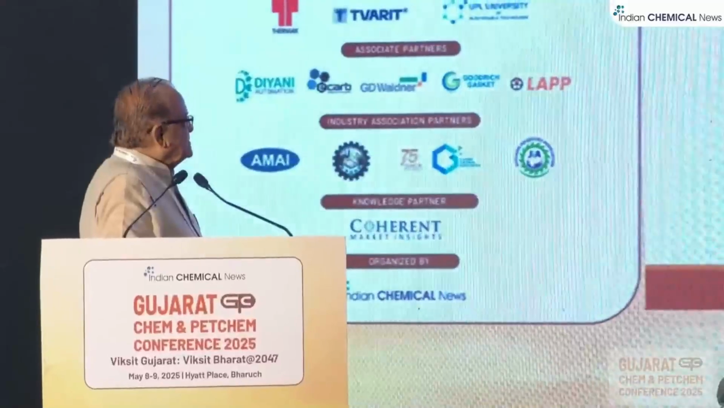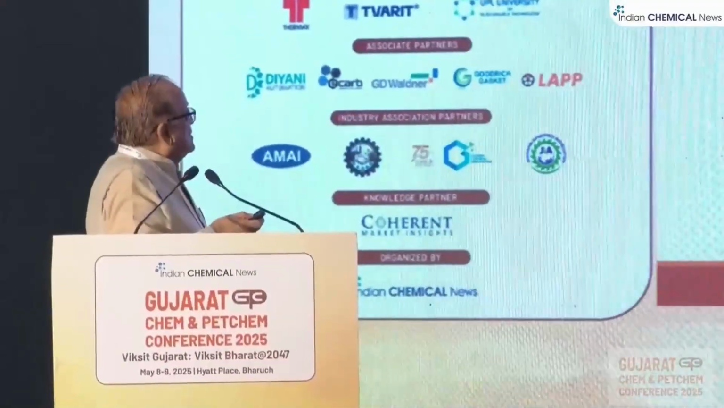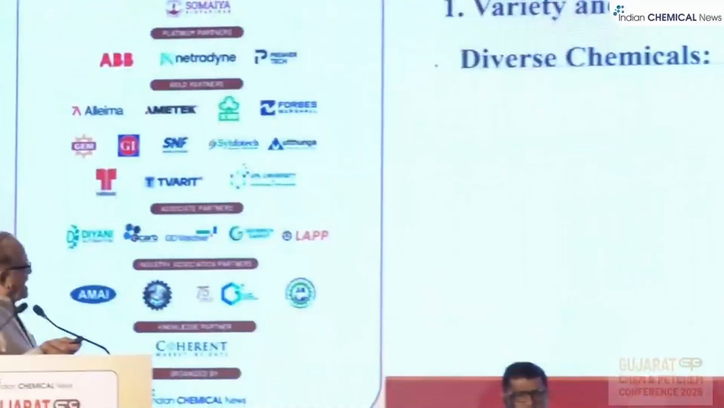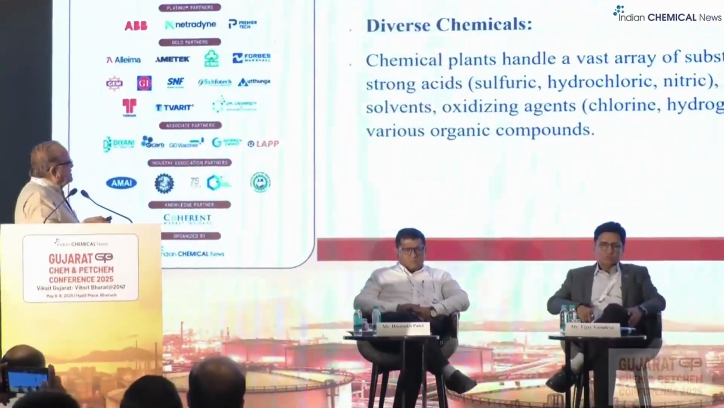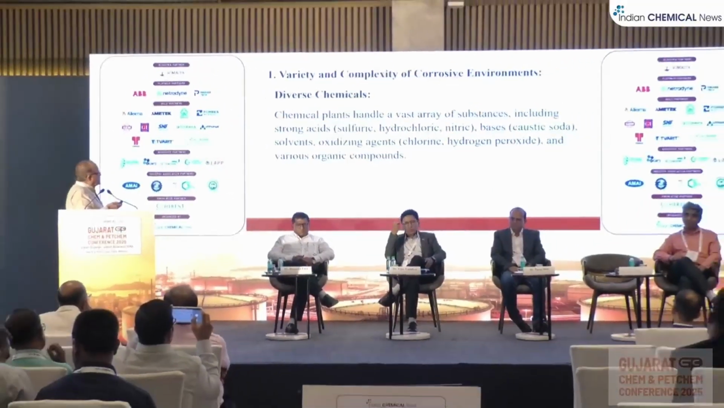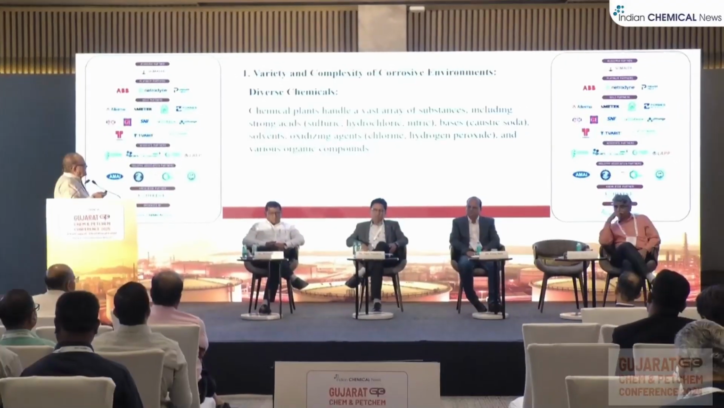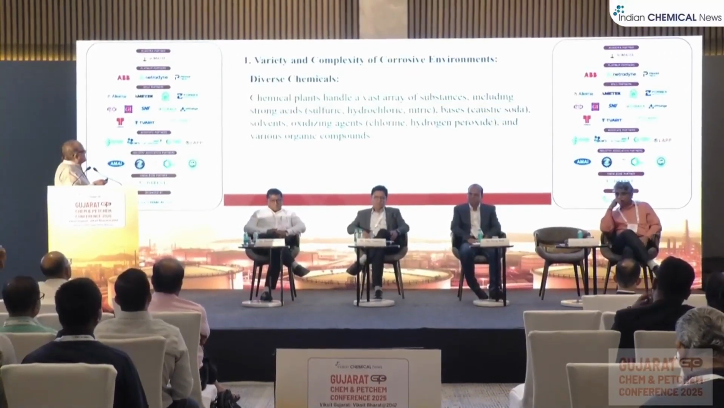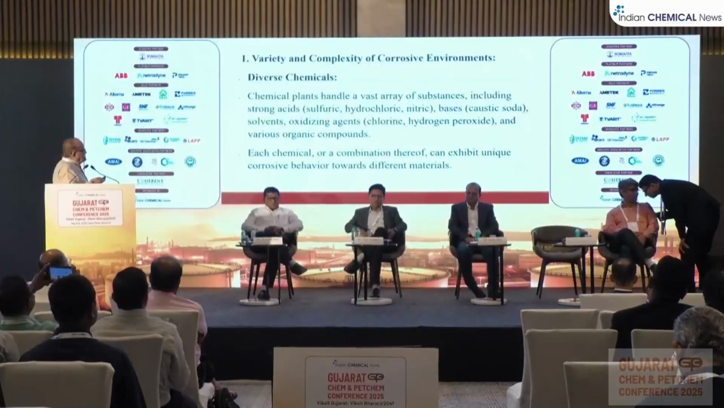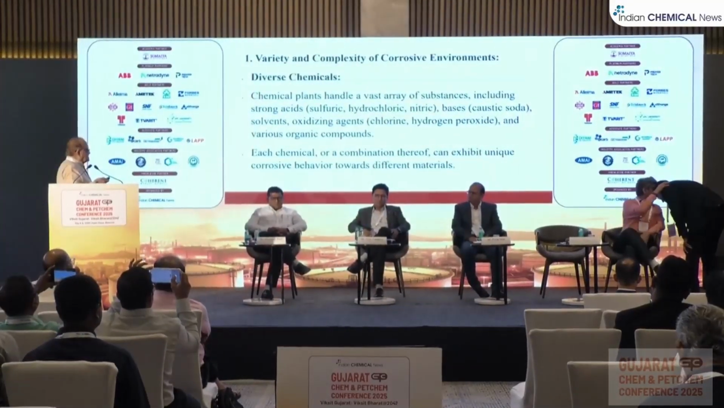Handling corrosion in chemical process plants is a multifaceted challenge due to the inherent aggressiveness of the chemicals involved and the complexity of the industrial environment. First, variety and complexity of the corrosion environment in chemical process industries. Diverse chemicals: chemical plants handle a vast array of substances, including strong acids like sulfuric acid, hydrochloric acid, bases like caustic soda, solvents, oxidizing agents like chlorine, hydrogen peroxide, and various organic compounds. This is the first, diverse chemicals. Each chemical, or a combination thereof, can exhibit unique corrosive behavior towards different materials.